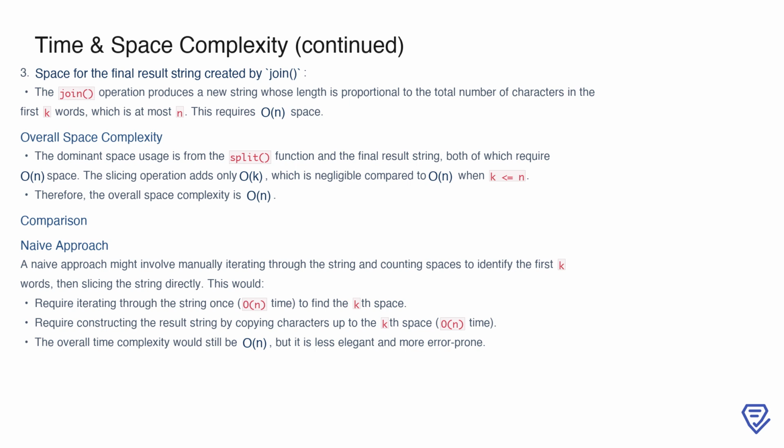To compare, a naive approach might involve manually iterating through the string and counting spaces to locate the first k words, then slicing the string directly. This would still require O(n) time for traversal and O(n) time for constructing the result string, leading to a total time complexity of O(n). However, this approach is less efficient and more prone to errors.